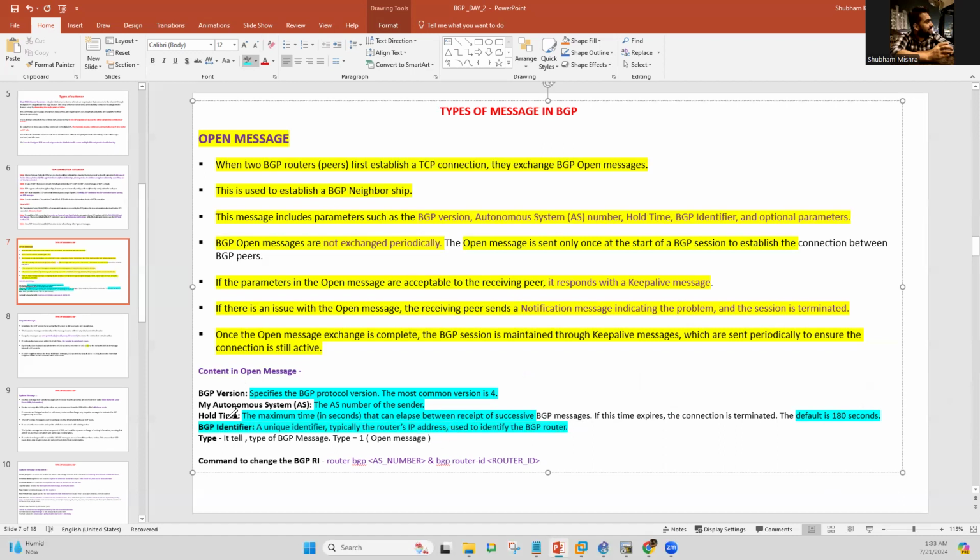In the open message, you will find one field that is called the type field. The type field tells us the type of BGP message. By default, for the open message the type field will be one. One means open message. Getting my point? Everyone understand? I hope you guys understand. Clear? Anyone who does not understand?